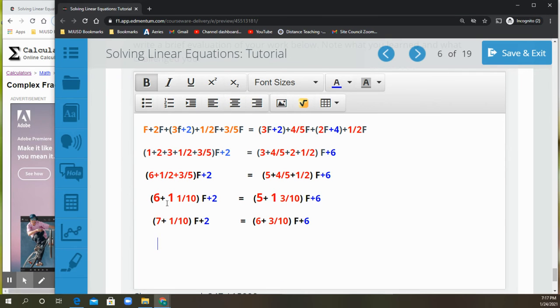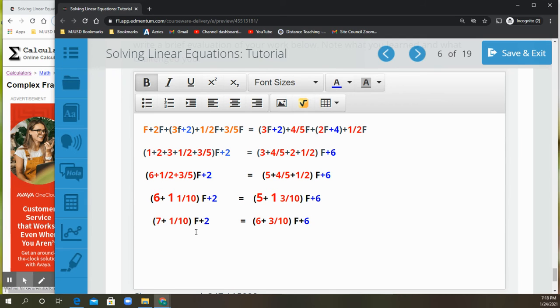Okay, so we've taken our 6 and 1 1/10, and we've combined it to make 7 1/10 multiplied by f plus 2 equals. We've taken our 5 and 1 3/10 and combined that to be 6 and 3/10 multiplied by f plus 6. So now our goal is to get the f's all together and on one side. In order to do that, I'm going to make this an improper fraction, so that it matches with this as an improper fraction, and it makes it a little bit easier to do the math in the next step.